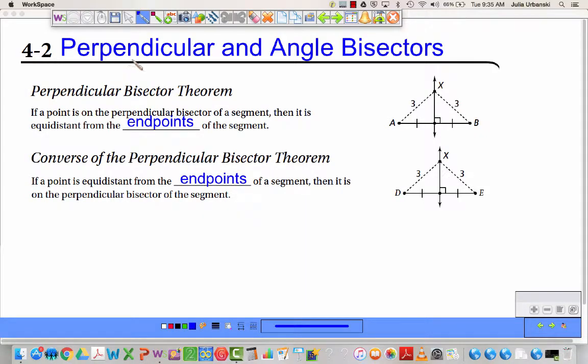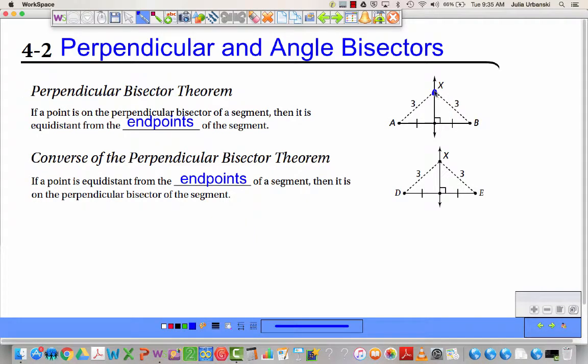Section 4-2, perpendicular and angle bisectors. Remember, the bisectors means that they're cutting something in half. The perpendicular bisector theorem says that if a point is on a perpendicular bisector of a segment, here's a perpendicular bisector right here. It's perpendicular because there's a right angle.